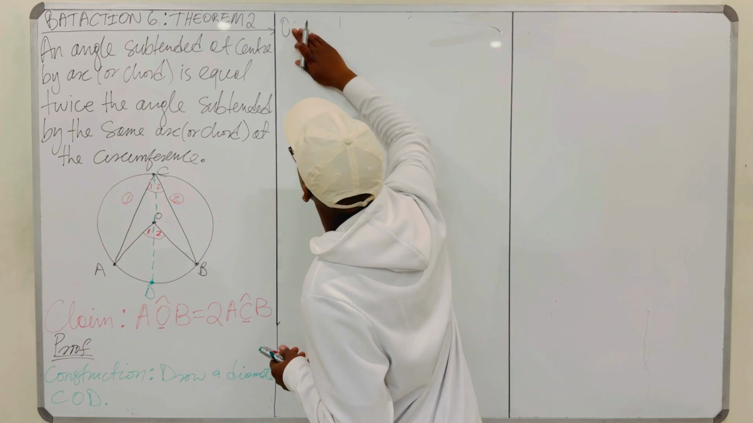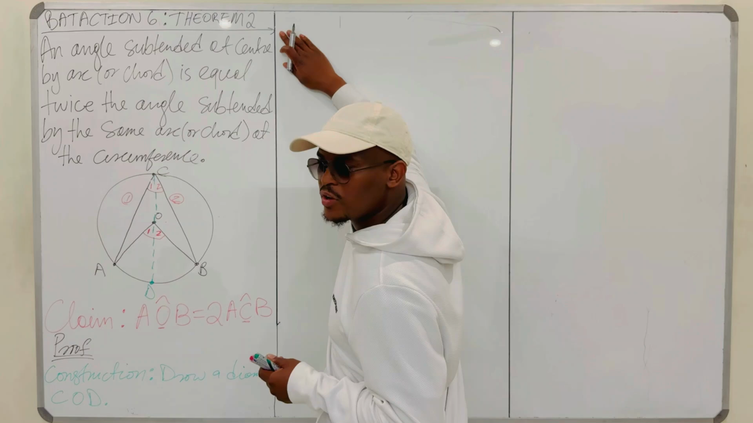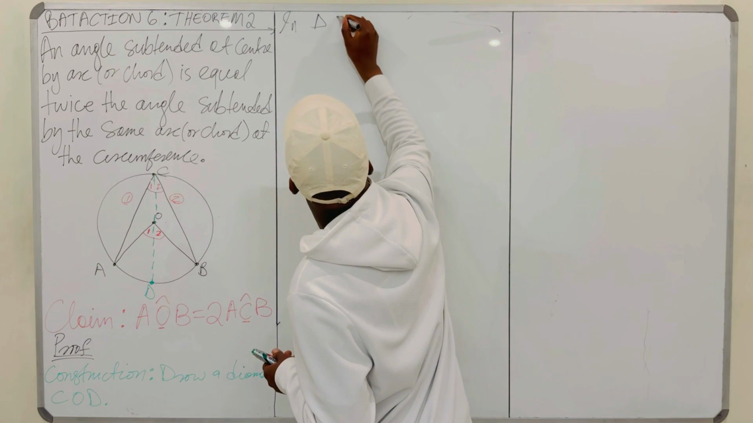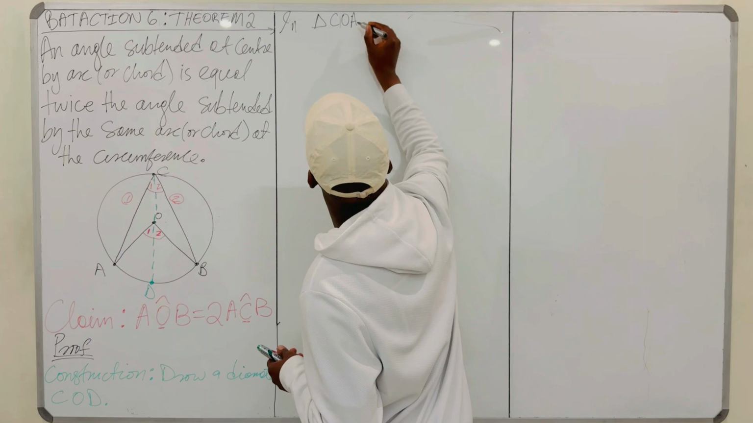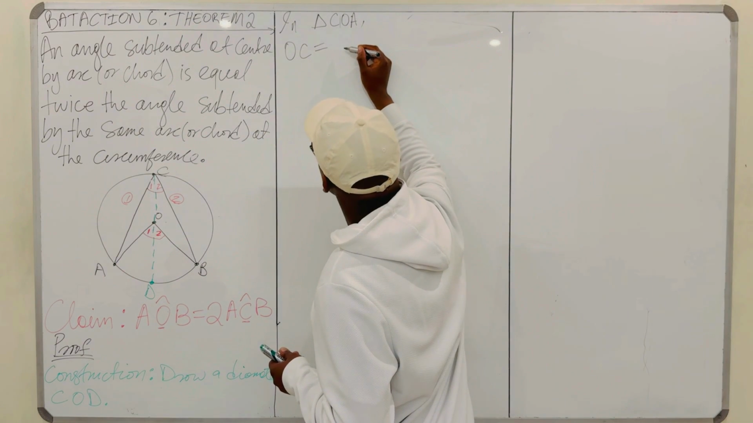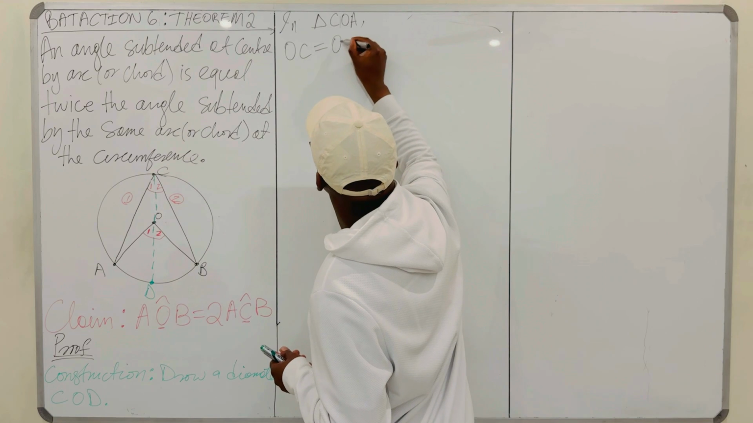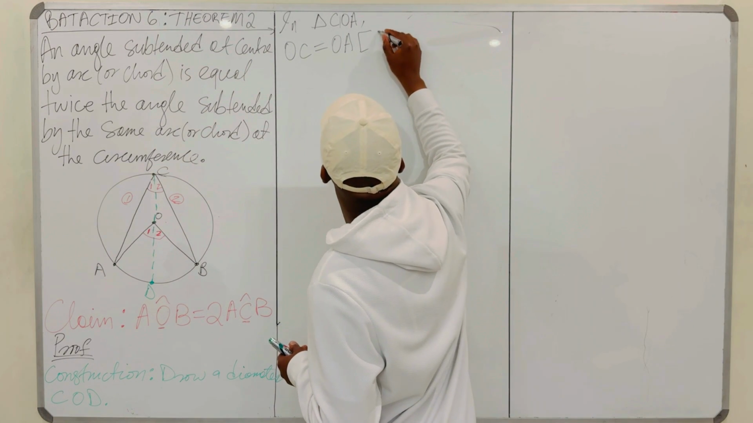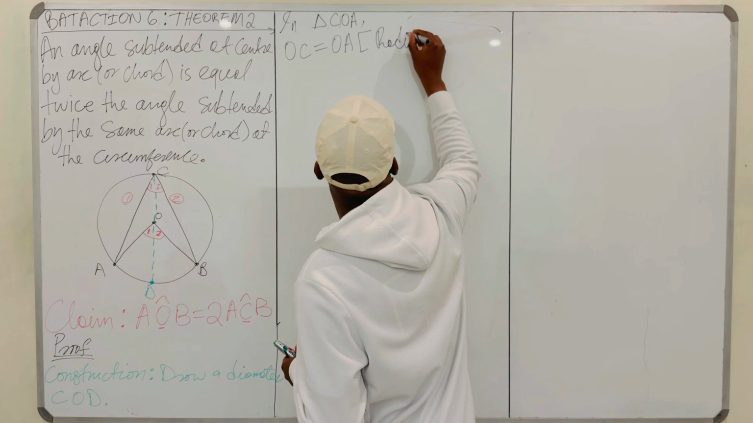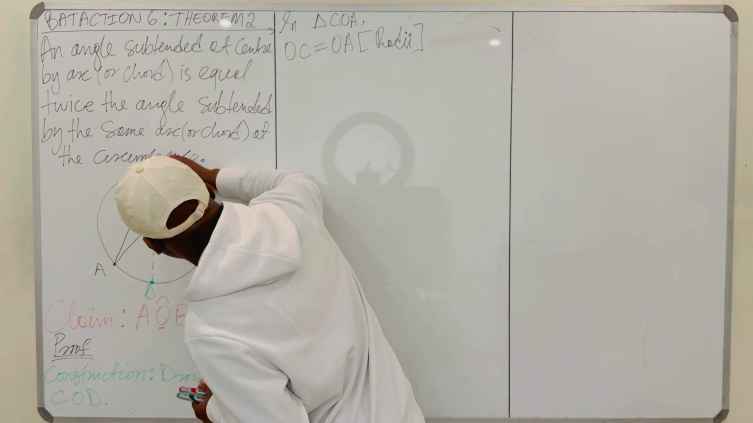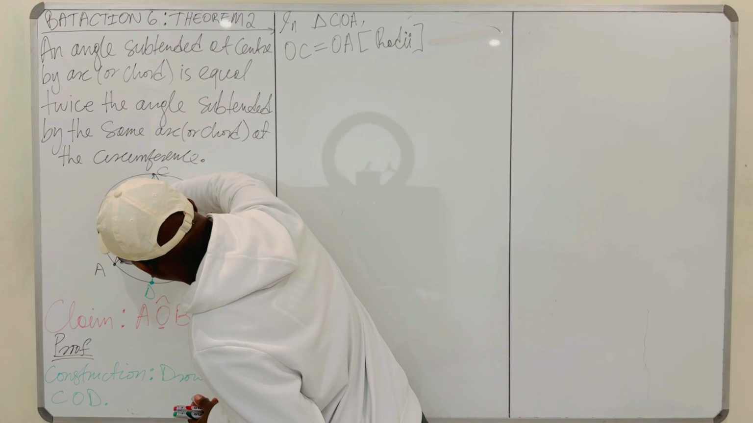Okay, let's be clear first and tell them where we are looking. So in triangle COA, right? OC is equal to OA. What is the reason for that? Radius. We have a radius. Are you with me? So which means this angle here is the same as the angle over there.